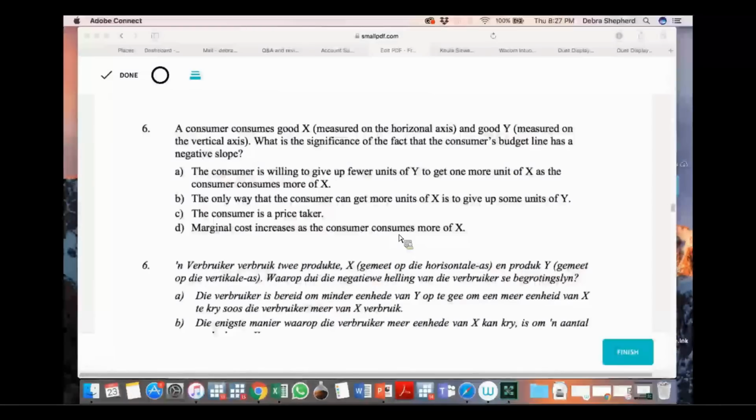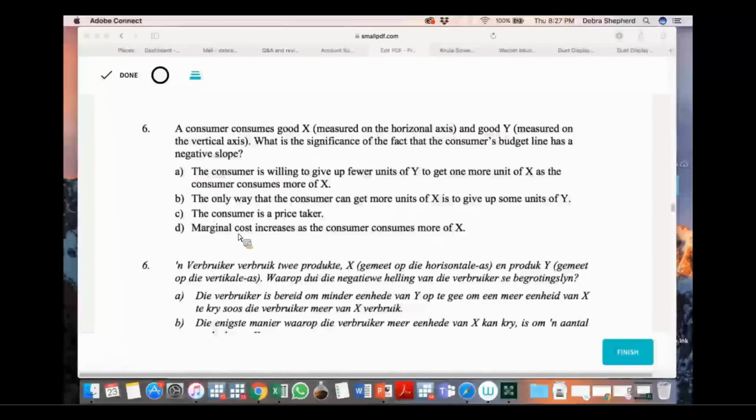Okay, so the last question we're going to do is this question 6. Question 6 says, a consumer consumes good X measured on the horizontal axis and good Y measured on the vertical axis. What is the significance of the fact that the consumer's budget line has a negative slope? This question is one of those questions, I think, where students can read the answers, and once they start reading the answers, you start to trick your mind a bit because many of the answers seem to be correct.